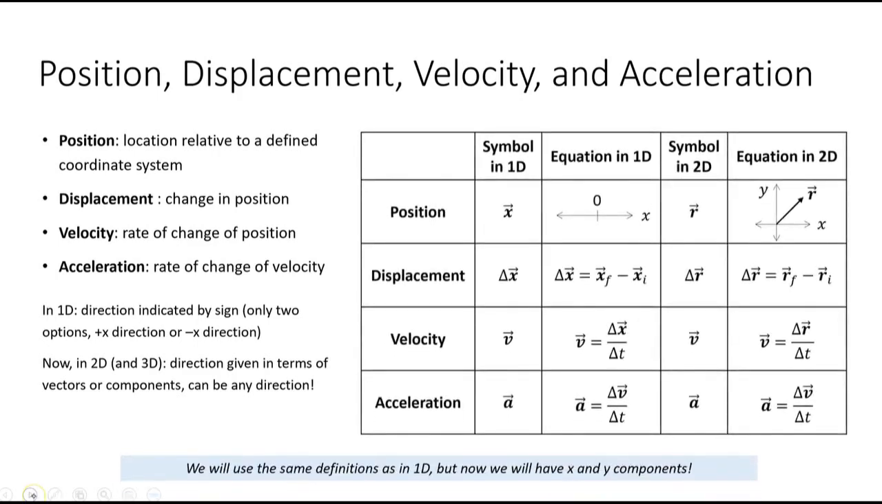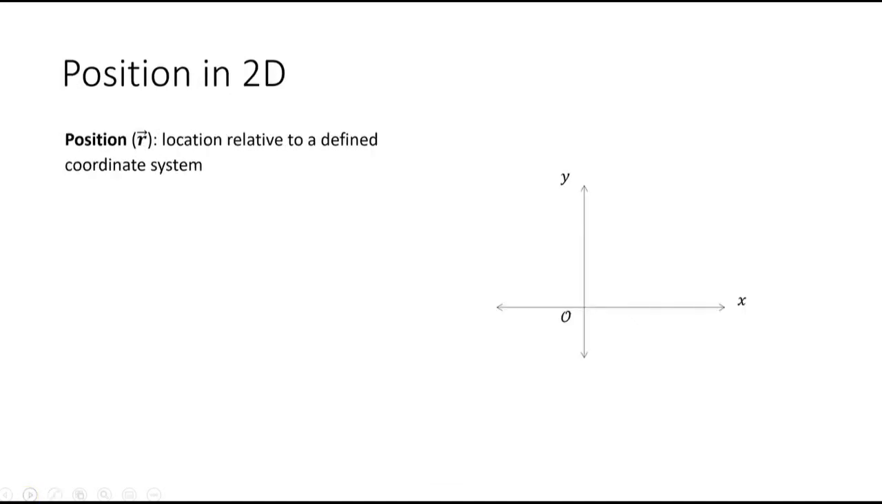Well, we're going to keep the same general definitions as we had in 1 dimension, but now each of these 4 things, so position, displacement, velocity, and acceleration, will have components in the x and y directions. So they're going to be vectors that can be, in general, stretching in 2 dimensions. Okay, so I'm going to leave this chart here. You are definitely welcome to look at it for reference, but we're going to go through each of these terms in detail. All right, let's start with position.